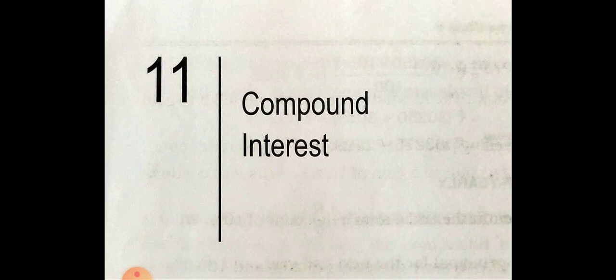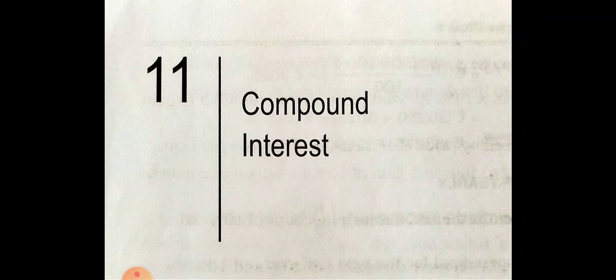In such cases, the interest accrued during the first unit of time is added to the original principal, and the amount so obtained is taken as the principal for the second unit of time. The amount of this principal at the end of the second unit of time becomes the principal for the third unit of time, and so on. After a specified period, the difference between the amount and the money borrowed is called the compound interest. I hope that you have understood what is compound interest.